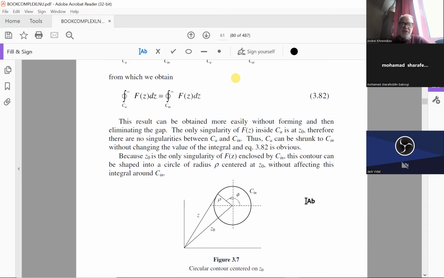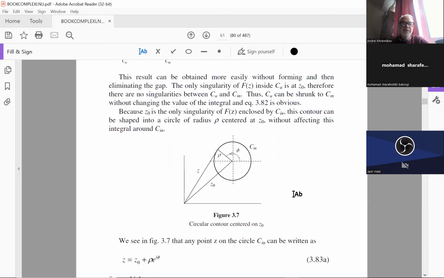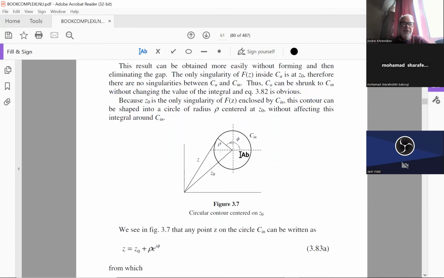Okay, so how do they do this? They make a parameterization. There is the radius of the circle. There is the point z0. So this is a separate task.